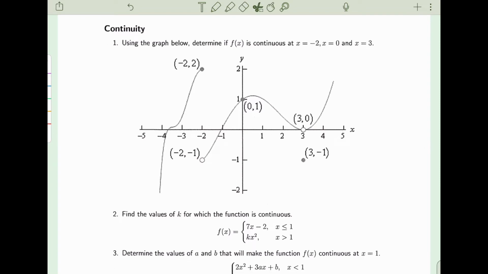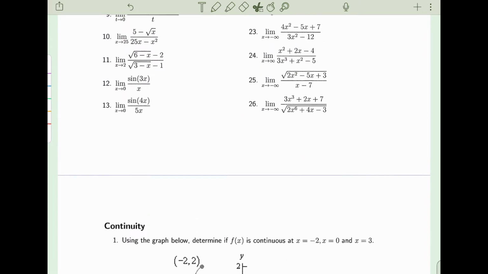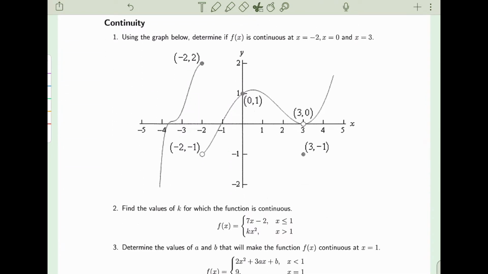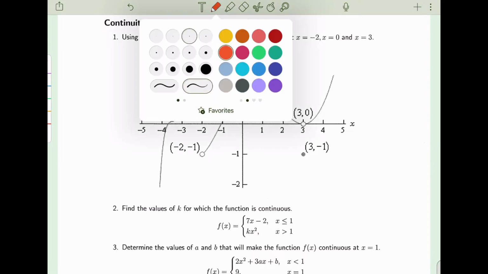So in this workshop, I'm gonna go over the continuity questions on this worksheet. And if time permits, I will also go back to do some limits questions for you. So let's get started. The first question here, using the graph below, determine if f of x is continuous at these places: x equal to 2, x equal to 0, and x equal to 3.